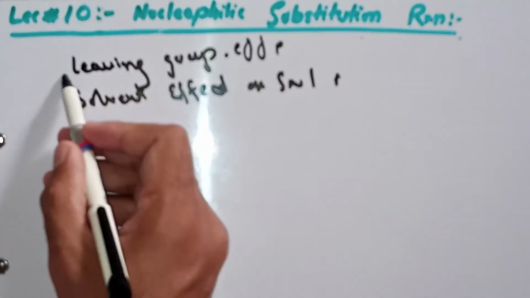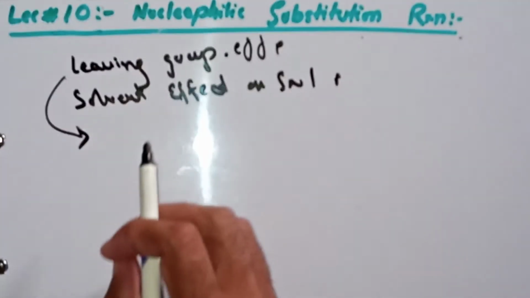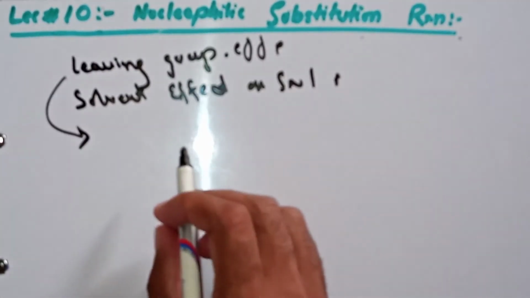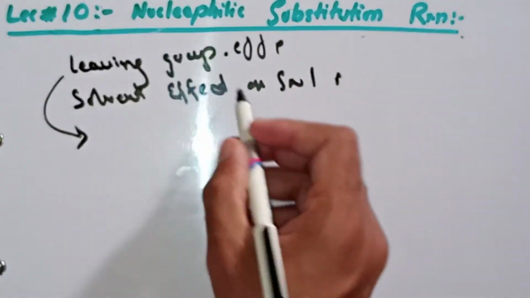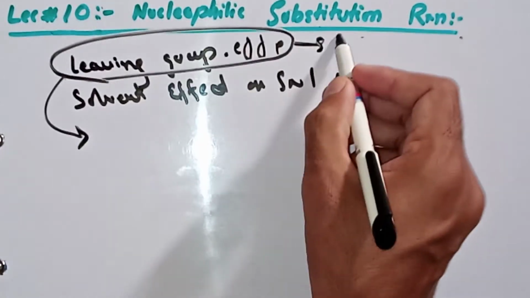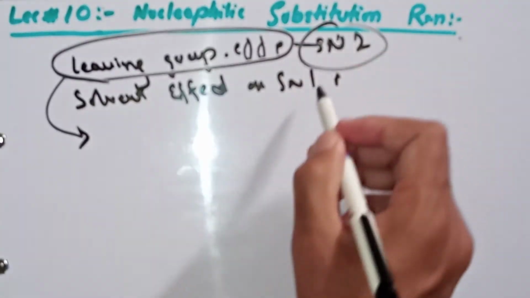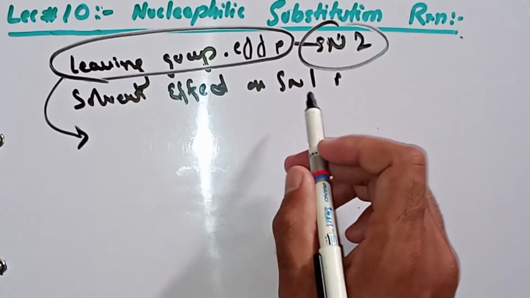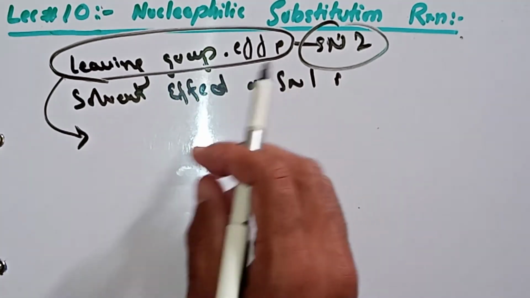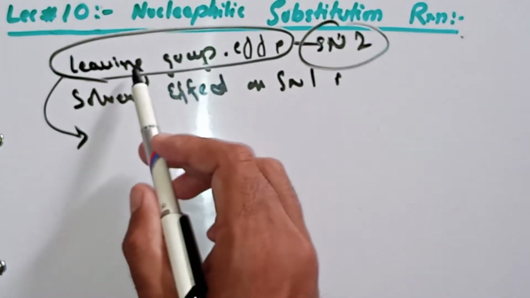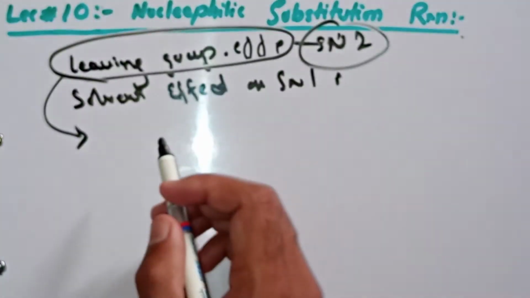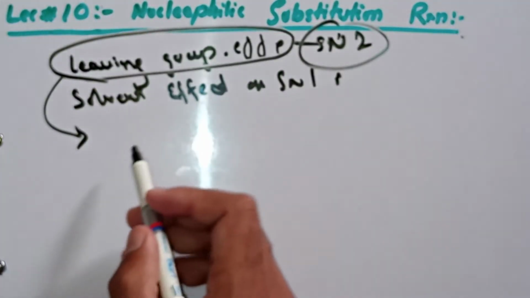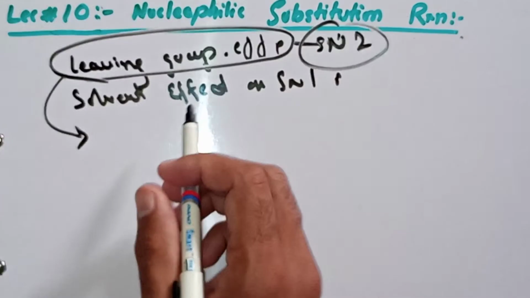First of all, what is the leaving group effect on the substrate? A leaving group serves two purposes in the Sn1 reaction. The leaving group effect is similar to that in the Sn2 reaction, as I already explained. The lecture on this topic is also linked in the description box. It has two main purposes.